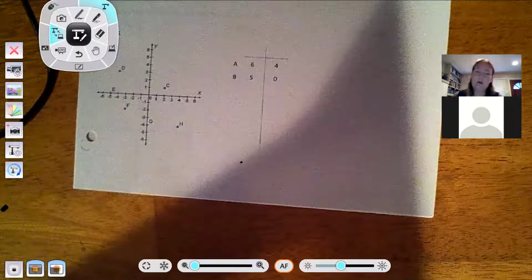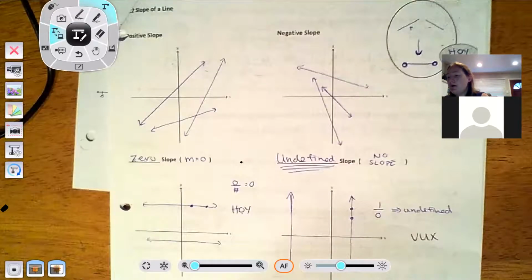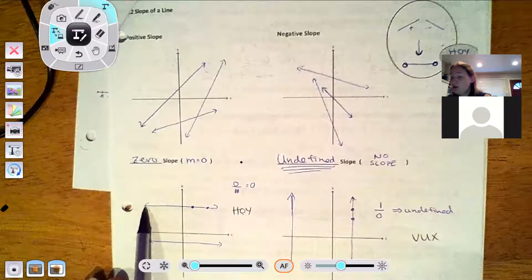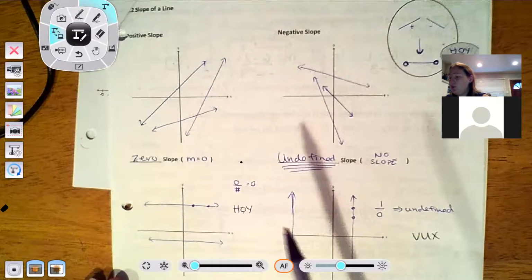So 3.2, just more review of slope. Positive slope goes uphill as you go to the right, you're going upward. Negative is if you're going downward as you go to the right. 0 slope means no steepness, so it's flat. It means slope is 0.